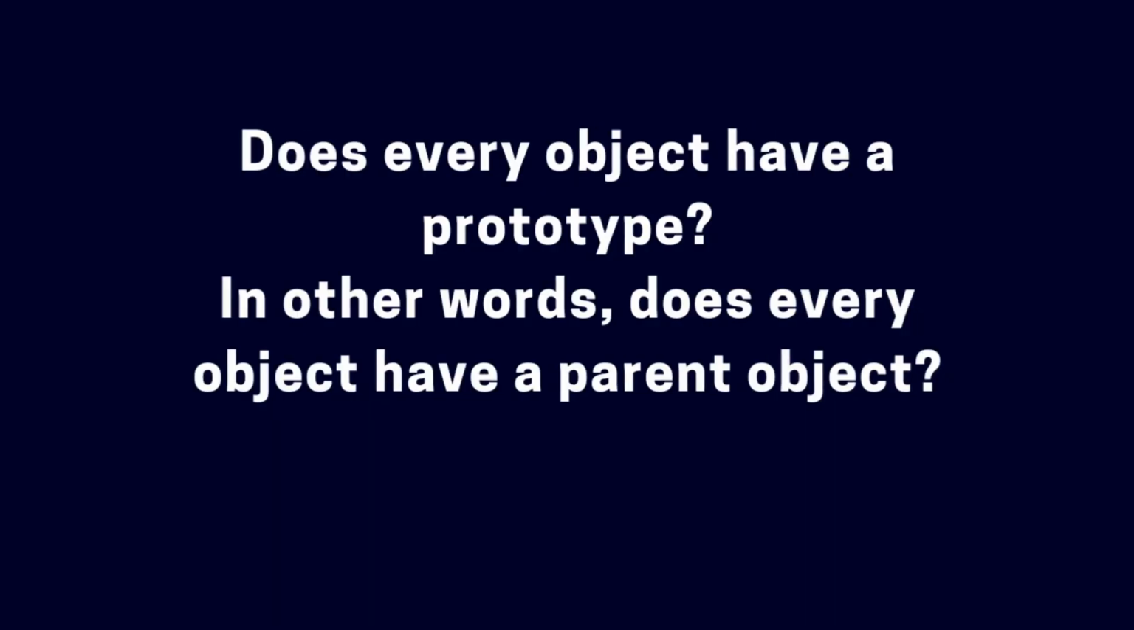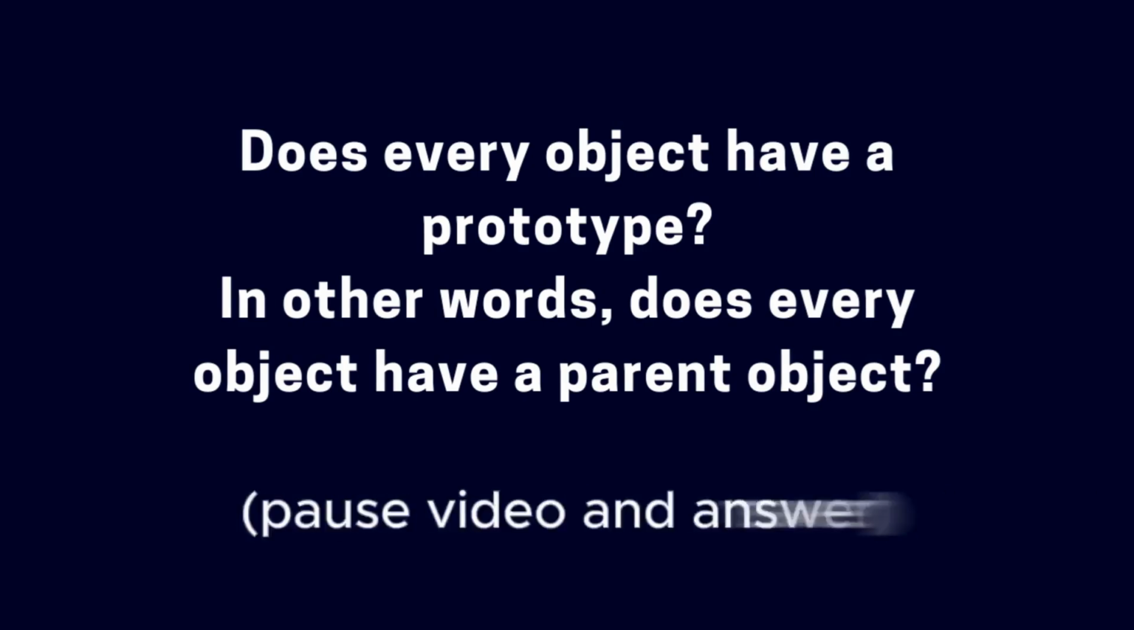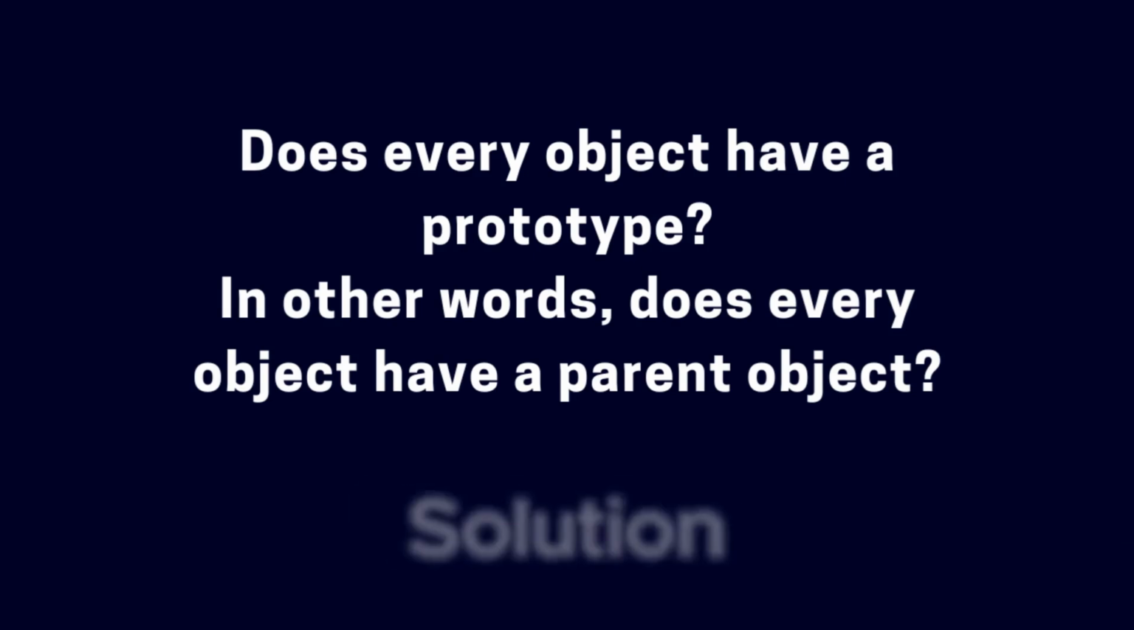Does every object have a prototype? In other words, does every object have a parent object? Every object has a prototype, or a parent object, except for the root object, which is at the top of the prototype chain. So an object will inherit the properties and methods from its prototype or parent object. Do constructor functions have their own prototype? Yes, constructor functions have their own prototype. In JavaScript, functions are objects, so they have their own prototype property, which is used to assign properties and methods to instances created by the constructor function.